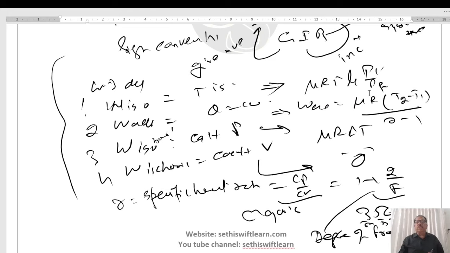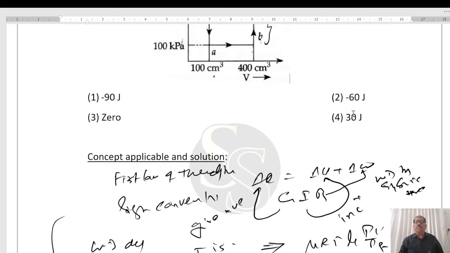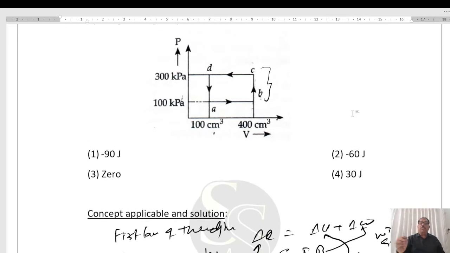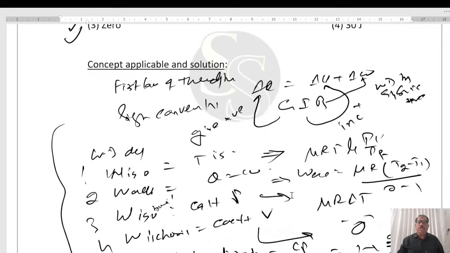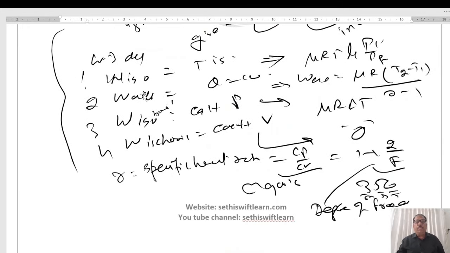Now let's discuss the question. In this case, we have to find this case. In this case, volume is constant. Therefore, work done will be 0. That is the answer, right? This additional information is very, very important specifically for NEET and other entrance examinations. Now, next question.